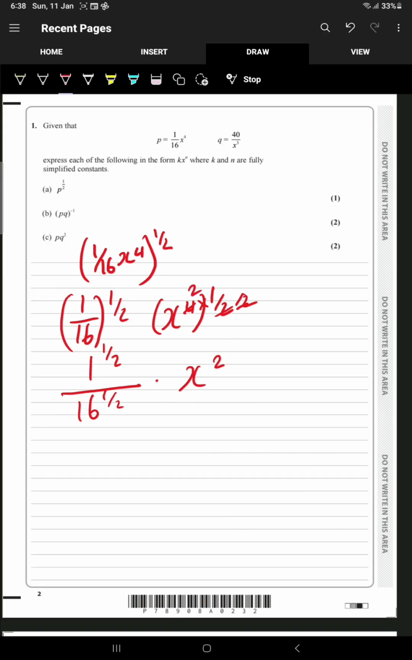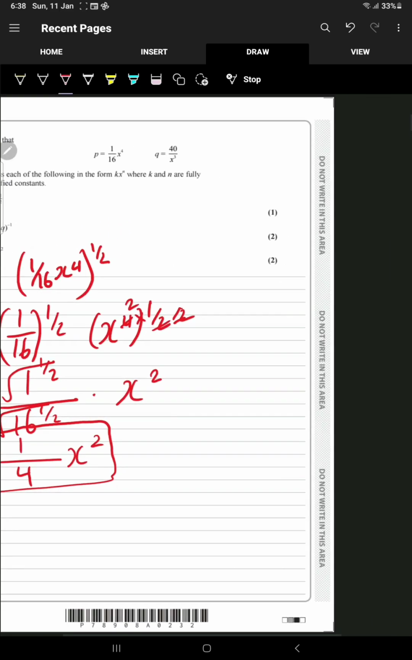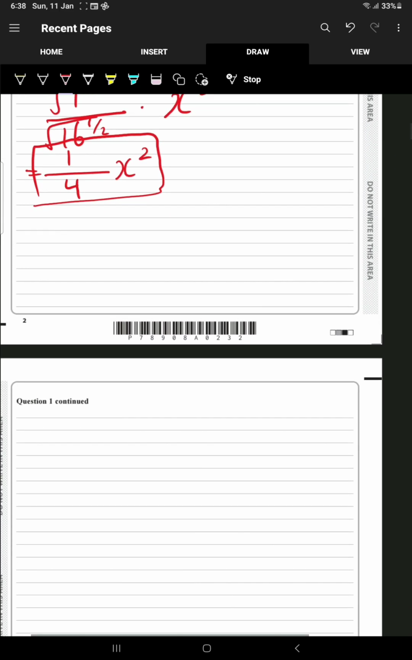And 1 over 16 to the power of a half is going to be 1 over 4, because 16 to the power of half is just the square root, and the square root of 16 is 4. So it is 1 over 4 x to the power of 2. That is going to be our final answer. Let's move on to the B question over here.